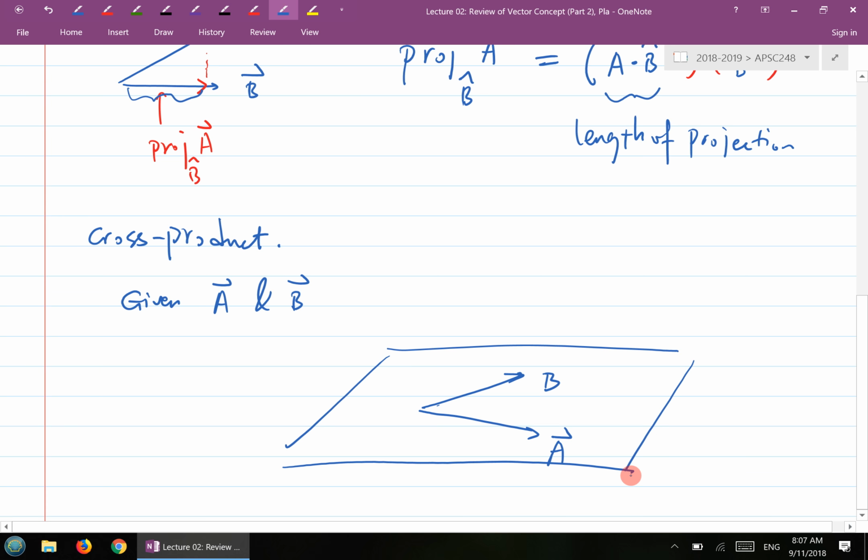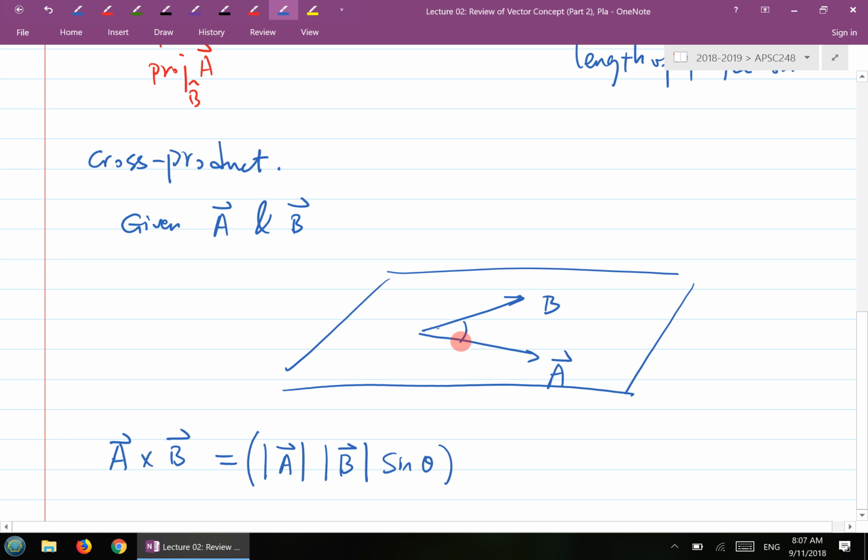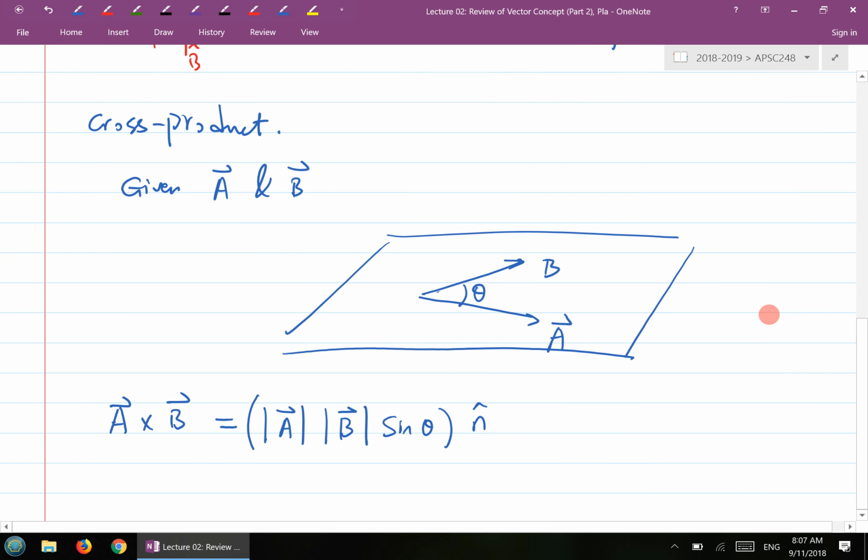So what we do now is the cross product. The definition of the cross product is A cross B equal to A times B times sine theta, where this is theta here, and then times n hat. So that's the cross product definition.